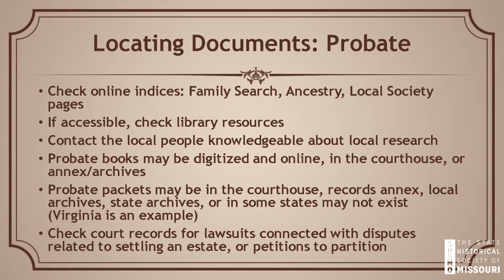Probate books may be digitized and online. They may be in the courthouse or in an annex or archives. The packets are the ones that really make a journey oftentimes. They may be in the courthouse, great, where they were originally. They may be in a records annex. They take up a lot of space, so oftentimes they get them out of the courthouse. They may be in a local archives if the county doesn't have a records annex. They may be in the state archives for some states. Or in some states, like I mentioned, Virginia, they may not exist at all. There were no probate packets. Check court records for lawsuits connected with disputes related to settling an estate or for petitions to partition.